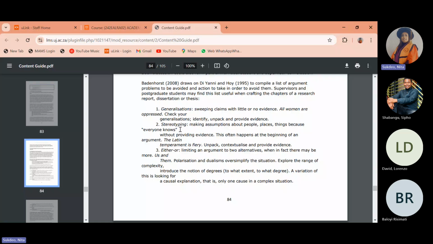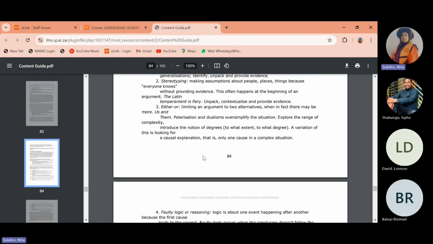So this is where we are on the stereotyping. We don't make an assumption that everyone knows without providing the evidence to show that this is actually happening. Okay, so everything that you are stating, unpack it and explain it in detail as if you don't know.